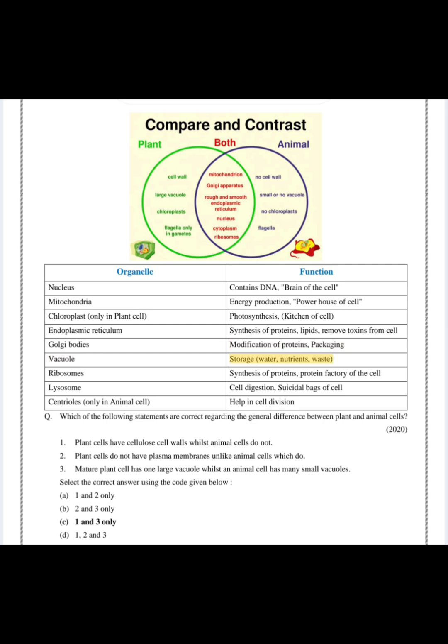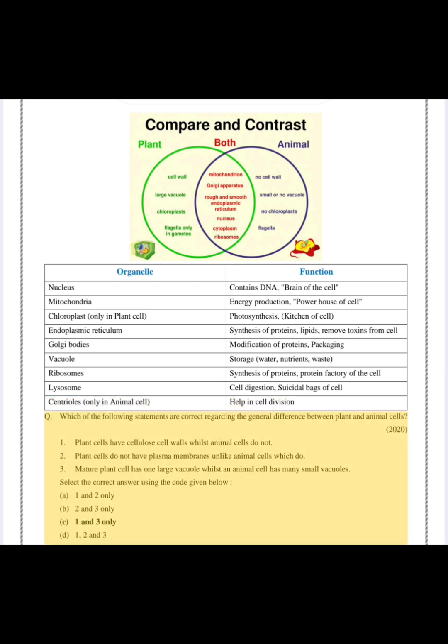Vacuole: storage of water, nutrients, waste. Ribosomes: synthesis of proteins, protein factory of the cell. Lysosome: cell digestion, suicidal bags of the cell. Centrioles: only in animal cell, help in cell division.